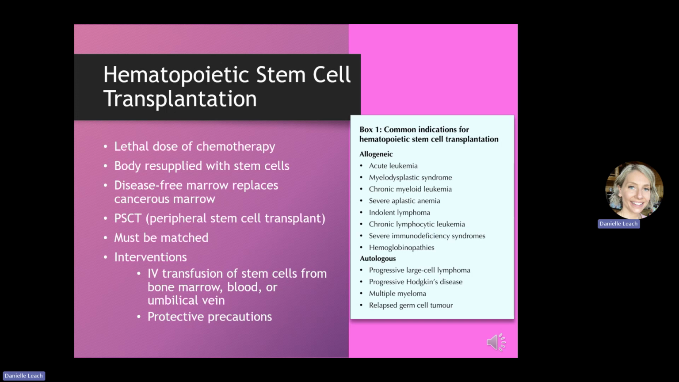But again, since they are getting this lethal dose of chemotherapy, they will be on protective precautions, also called neutropenic precautions. So basically, we want to keep everything clean. They're probably going to have some sort of central line that we want to make sure is being kept clean as well. No flowers or plants. Everyone's wearing a mask. Or keeping them away from, say, siblings that may be sick or anyone that may be sick.